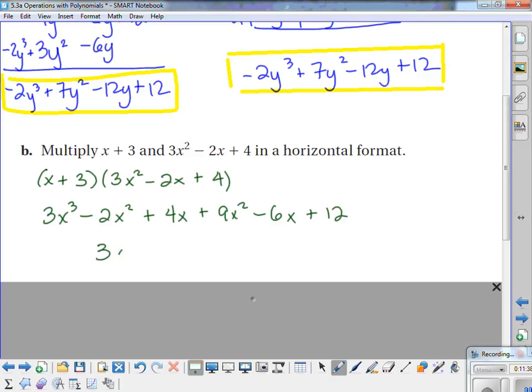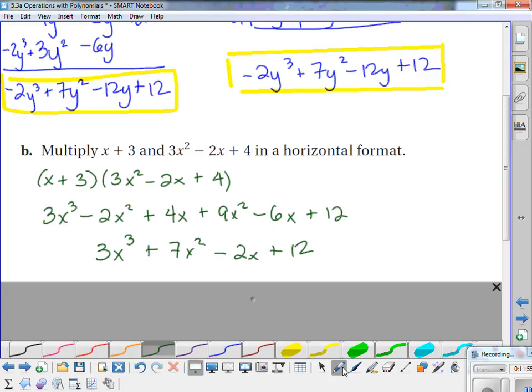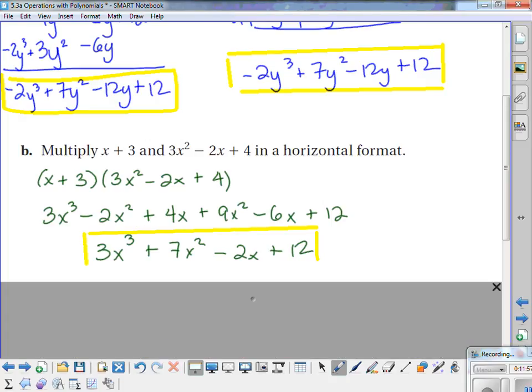So when I simplify it and combine my like terms, there's only the 3x cubed. Then I have negative 2x squared plus 9x squared, so that's plus 7x squared. And then 4x minus 6x, I get minus 2x, and then plus 12. So again, whichever format you prefer, you can do that, okay?